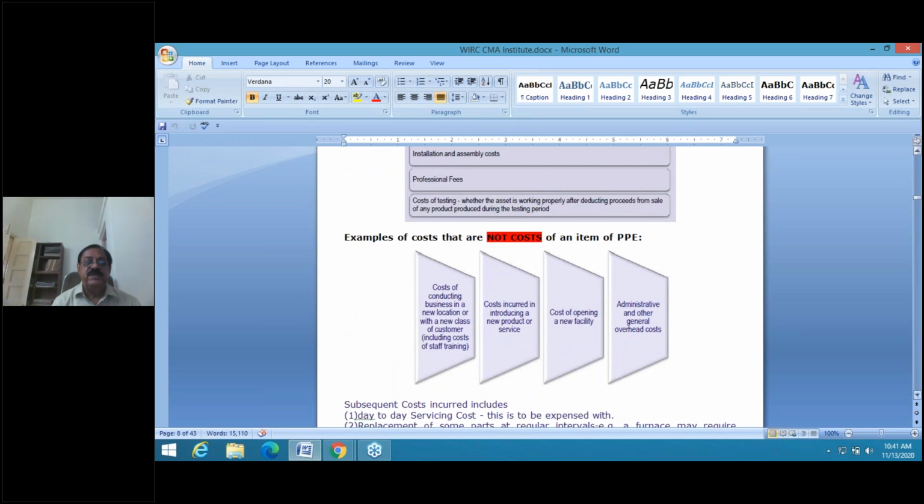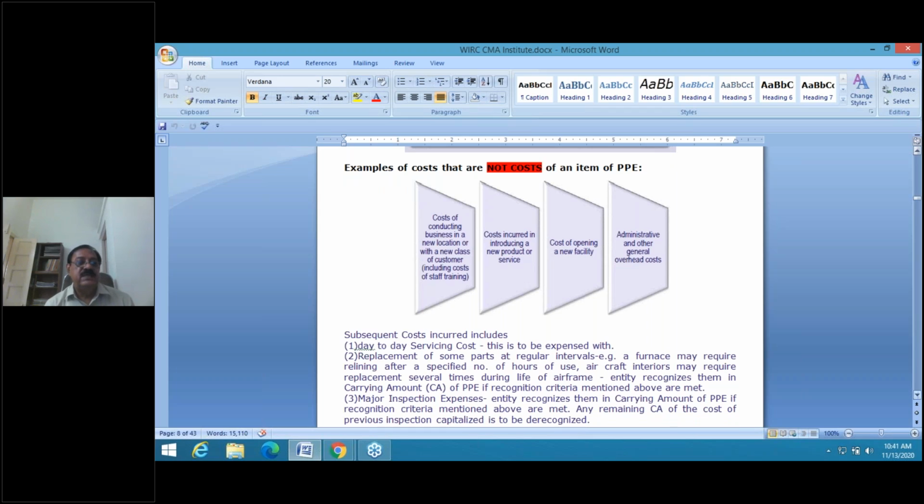Now what is not to be added in the cost of the PPE? The cost of conducting business in a new location or with a new class of customers, including costs of staff training. So your staff training expense will never be added to the cost of your asset. Or you are shifting your business to a new place, then those shifting expenses will not be added to the cost of your asset. Similarly, cost incurred in introducing new product or service. When you are introducing a new product, you make heavy advertisement.